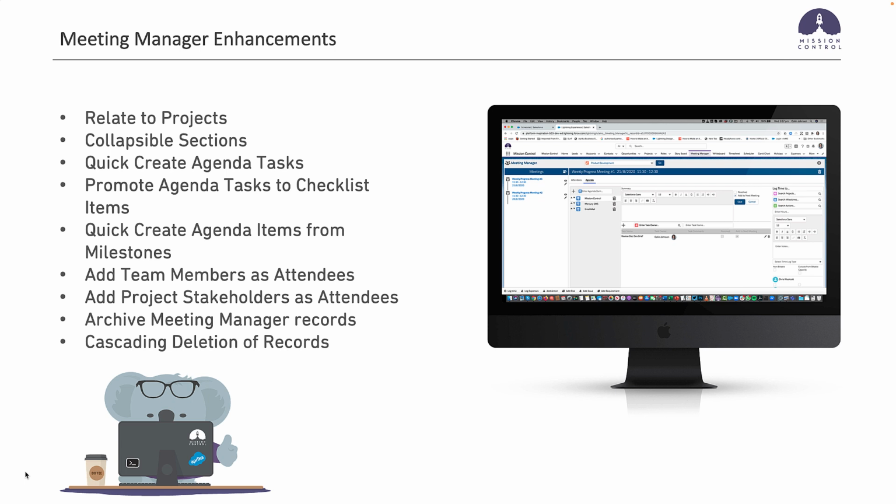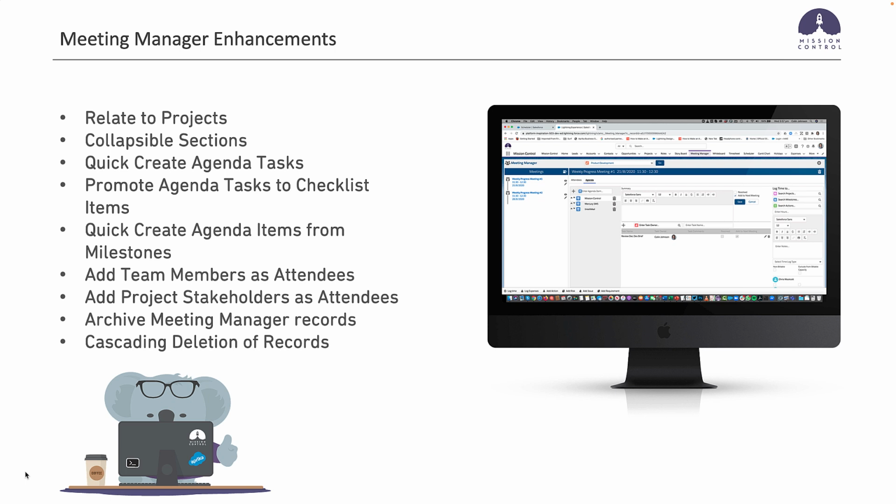We've also added the task comments field to the quick create, just to make it easier for you to create and include additional information on the agenda tasks. Similar to how you could convert the agenda task to an action, you can now choose to convert the agenda task to a checklist item instead. You've also got the ability to create your agenda items very quickly. So if you are relating your meeting manager to a project, you can quickly create the agenda items based on the milestones that you have on your project.